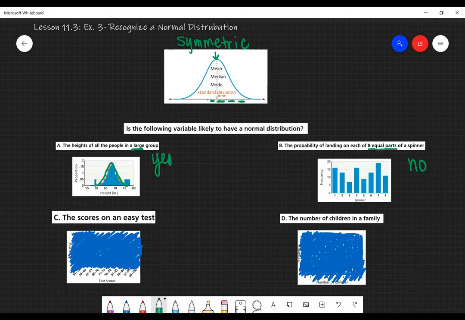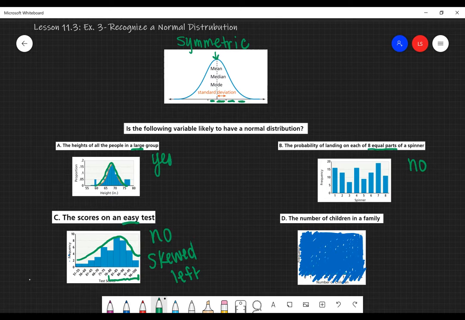The third scenario they gave us is the scores on an easy test. So the key here being easy, think about when you take an easy test, you expect scores to be higher. So if the test is easy, I'm expecting a higher number of scores, let's say above 80%, when we look at the histogram. And so when we look at that, if a test is easy, I don't expect a lot of people to do poorly on it, which means we end up with a skewed distribution. So this would actually be no, it's not likely to have a normal distribution. It's probably skewed left, since most of our data falls on the right and the tail end is on the left.